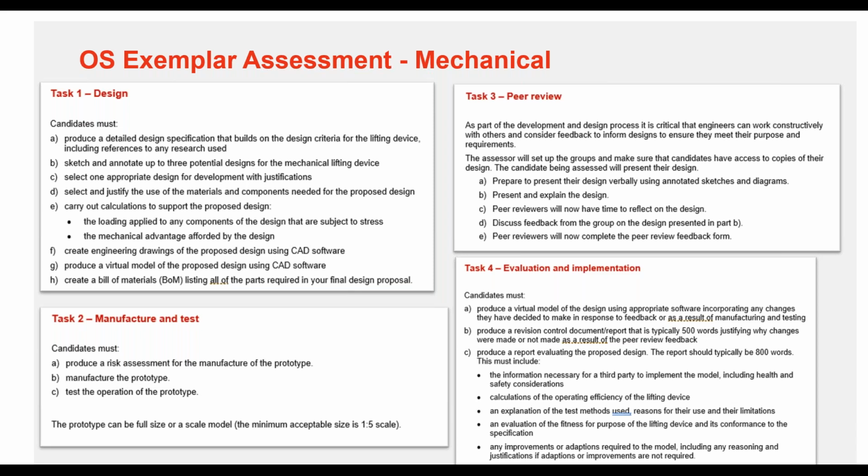So with the virtual model and the actual prototype, they can use appropriate software, and respond to the results of that peer feedback or the manufacturing and testing. They can do revised control documentation, so if anything needs to be changed, such as specifications or bill of materials, for example. They evaluate the proposals and designs, also using the peer review to evaluate it, and do they agree with what the peer review said, and then justify any improvements or adaptations as well. So those are the 4 different tasks that the learner will complete under controlled conditions.